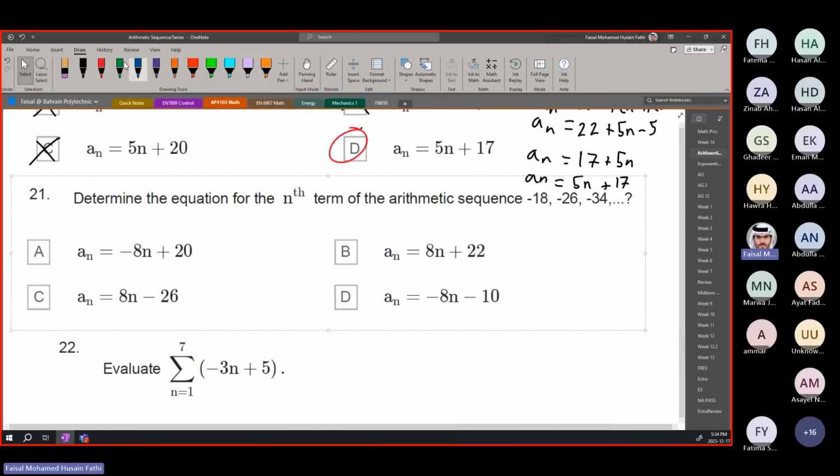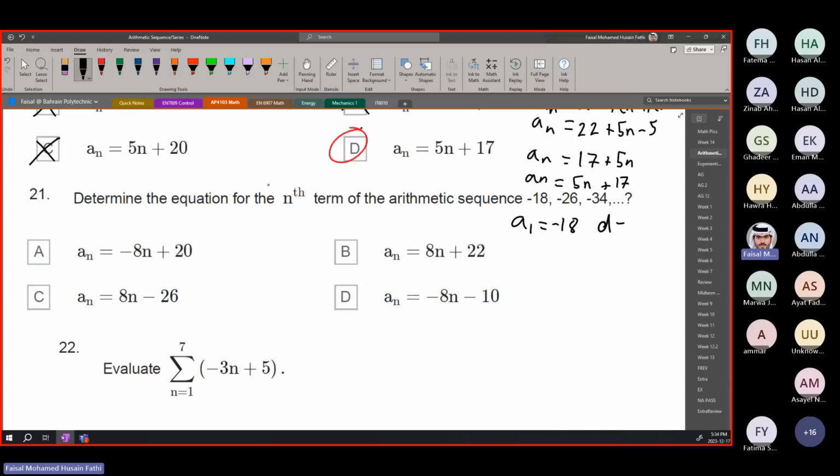Same exact concept here. A1 is equal to minus 18. It's an arithmetic sequence. We know the common difference is going to be minus 8. Minus 26 minus minus 18. Let me double check. Yep, it's minus 8.